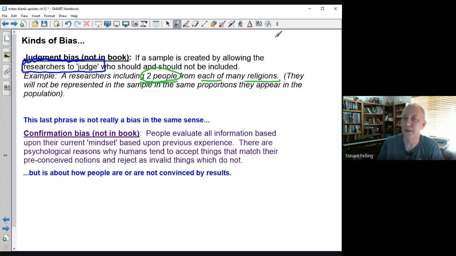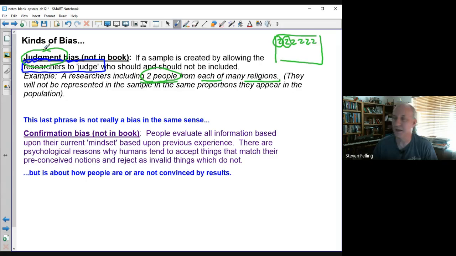And here's the other problem, right? Let's say that they build that sample so they include two of each of these types of people. That means there's two Wiccans and there's two Catholics, right? But if you look at the general population of the world, there's a lot more Catholics than there are Wiccans, right? So it wouldn't be representative to have the same number of Wiccans as Catholics. Whenever you're judging things, we know that people are really bad at trying to come up with random things, right? So that's called judgment bias, if the researchers are just judging who's in there, okay?